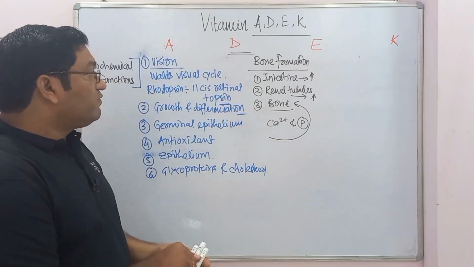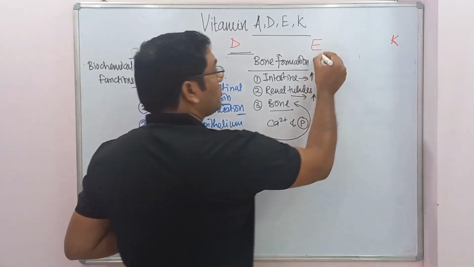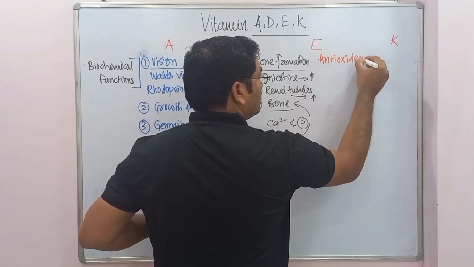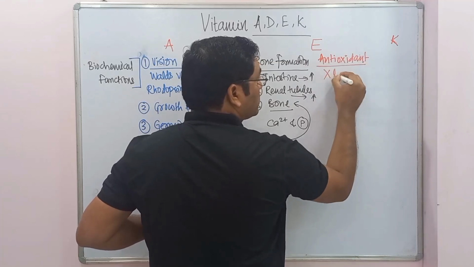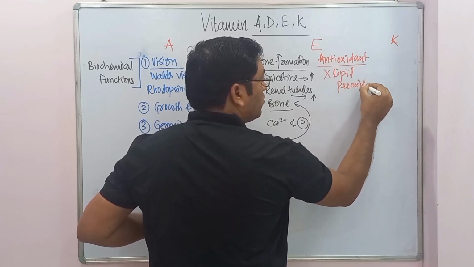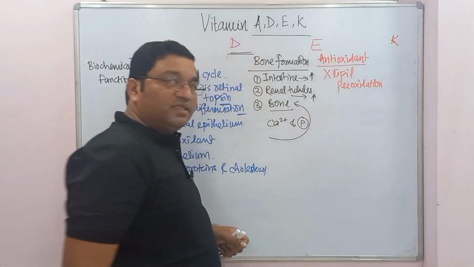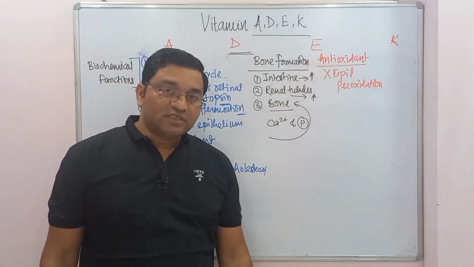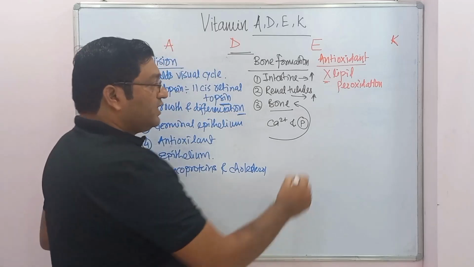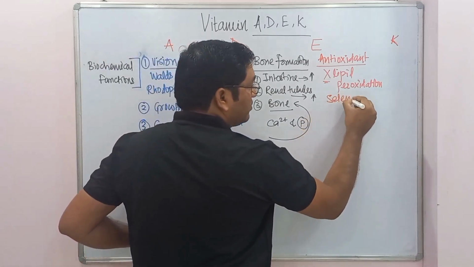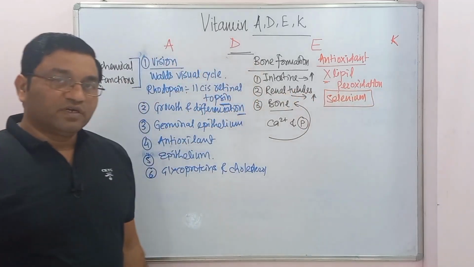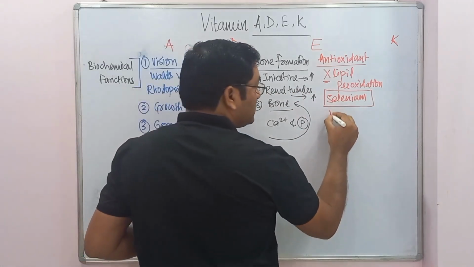Vitamin E, the important function of vitamin E is as an antioxidant. It prevents lipid peroxidation. It is a chain breaking antioxidant that prevents lipid peroxidation, so it prevents damage to various macromolecules. It acts synergistically with selenium in the antioxidant function. So it maintains RBC integrity.